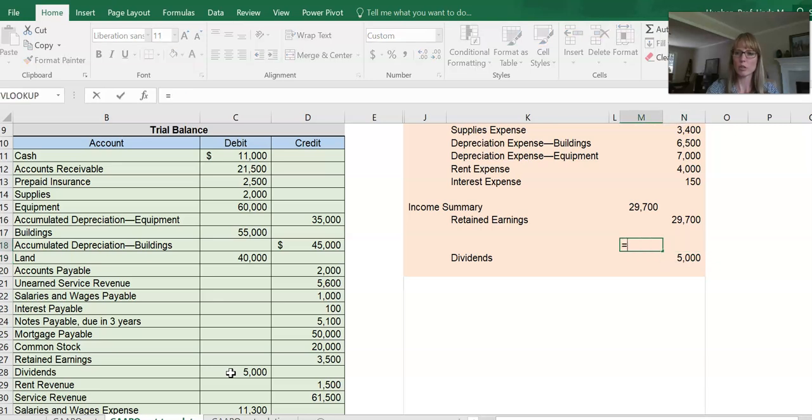And what account are we going to debit? It's not income summary. We only do that for the revenues and expenses. We immediately decrease retained earnings. Remember, when we debit retained earnings, we're decreasing retained earnings.